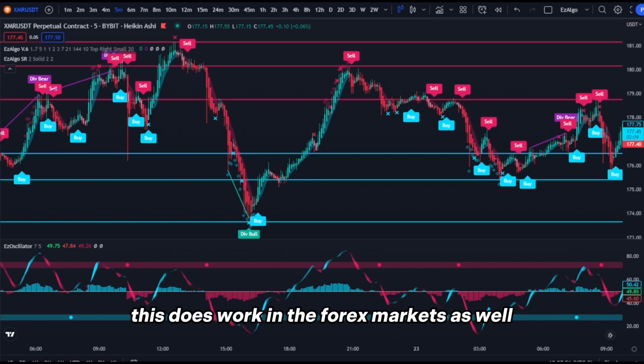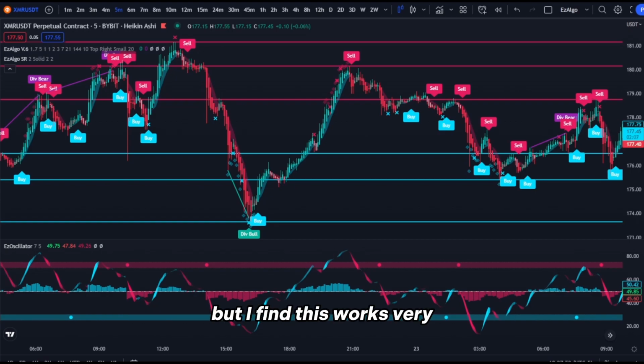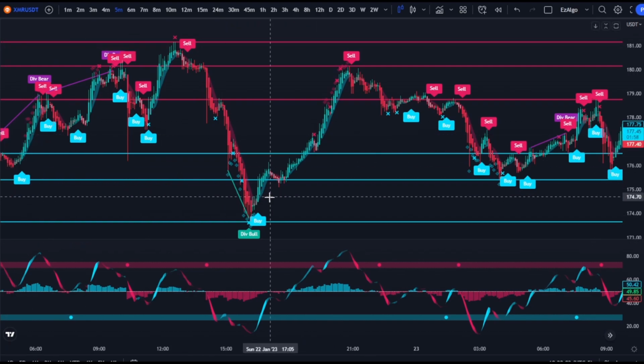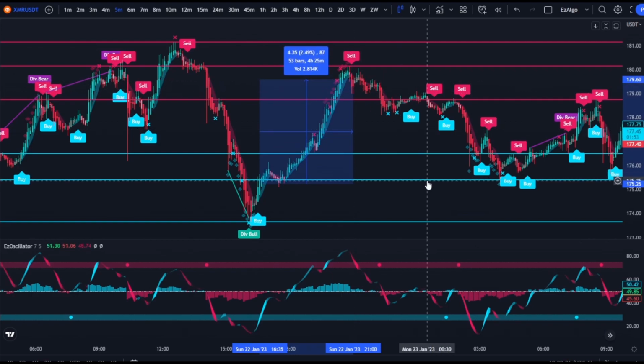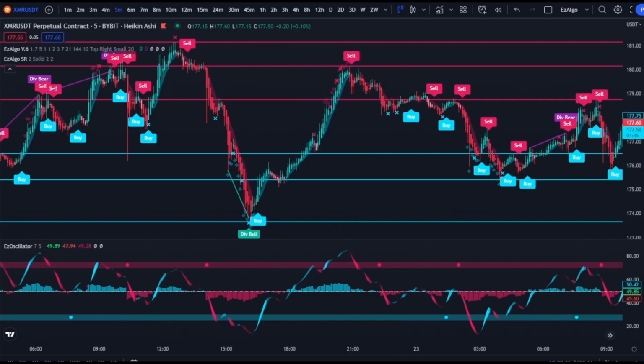This does work in the Forex markets as well, but I find this works very, very well on some smaller altcoins. The reason being is that the percentages can be absolutely huge. If you're taking a long position with, let's say, 20x leverage and you hit a 2-3%er, that's 60% roughly. And this is entering and exiting within the same day, within hours.